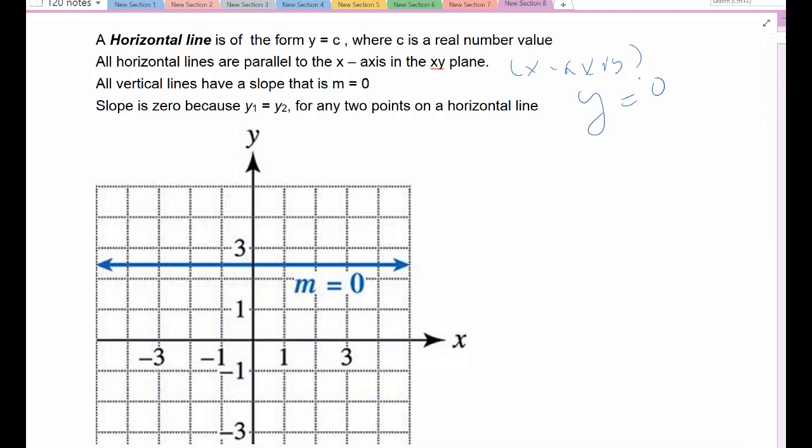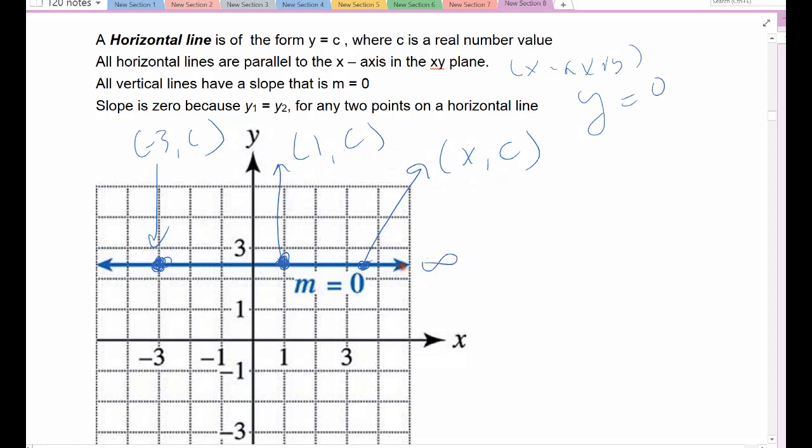The slope is 0 because all of the y values on my function are the same. If I pick any two points, I pick a point here, I'll pick a point here, well, that point has an x value of negative 3, but the y value is c. Same thing with this point. X value is 1, y value is c. All of my y values are c. X can be anything from infinity to negative infinity. X changes, but y doesn't. Y has to be whatever the c value is. It's flat, so there's no change in y in this case.